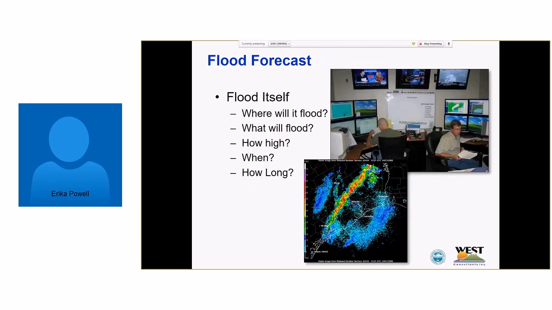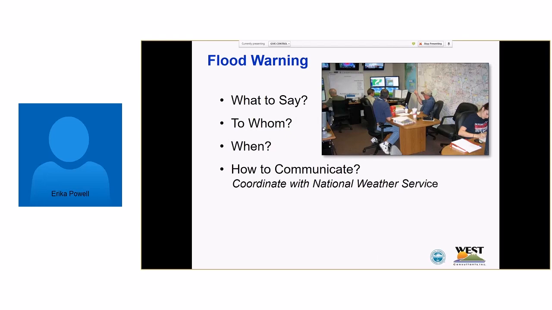When you're dealing with a flood forecast, basically you have to understand where it's going to flood, what will flood, how high, when, and how long. And then when you're giving a flood warning, what do you say, to whom do you say it, when are you going to say it, how do you communicate, and most importantly, how do you coordinate your messaging with the National Weather Service so that you're not at cross purposes with the Weather Service in their messaging as well.